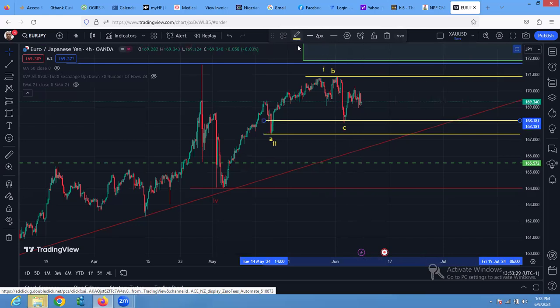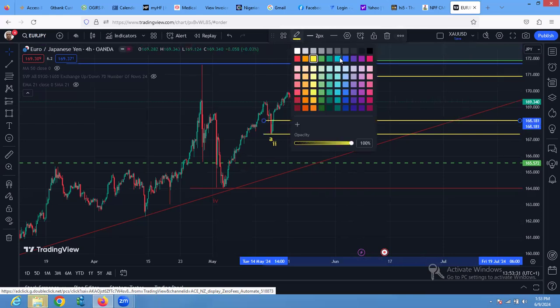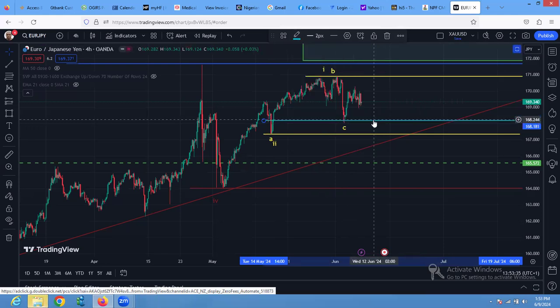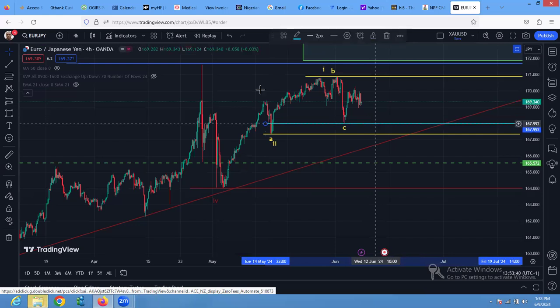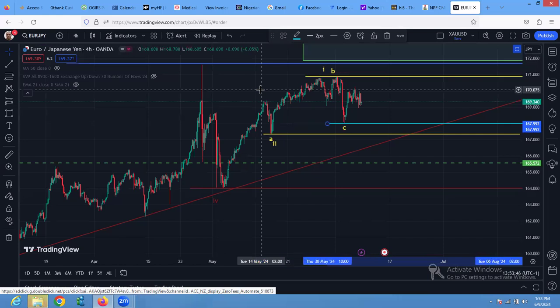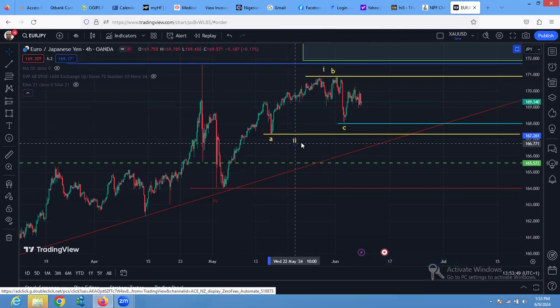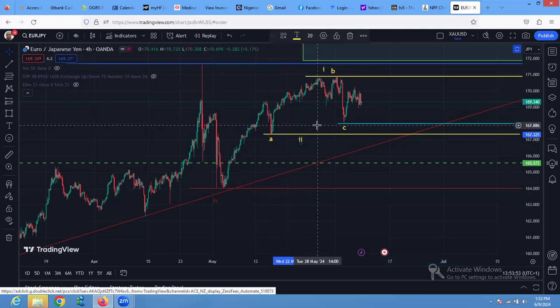So price starts a new move from here now, because wave 2 is completely done. We start counting wave 3 now, because wave 2 is completely done low here. So when we break this low, we know that we are coming down. So we are telling the history.